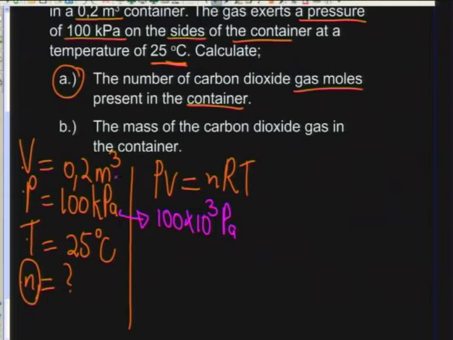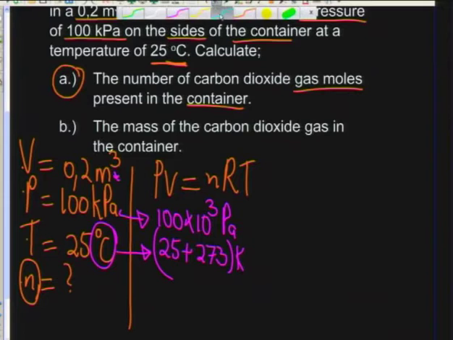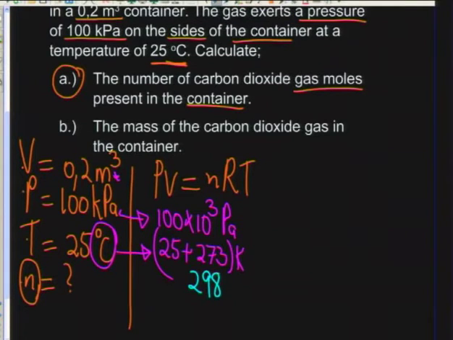With volume, we don't have to change anything. It is in cubic meters. With temperature, we don't work in degrees Celsius, we work in Kelvin. So it will be 25 plus 273, so that we will have this in Kelvin. So this works out to 298 Kelvin.